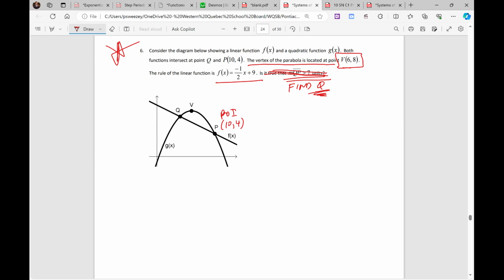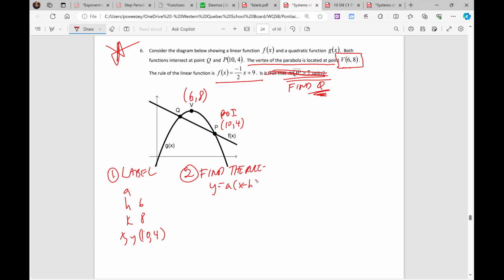So all that to say, I have that point, I have this point here. In terms of identification, step one, let's label the things that we know. Don't know A, but I do know H, I do know K, and I also have a point to get started with. Your tests on this, you won't have to find the rule. This is more just a little bit of a midterm review before our midterm review. But we know that this is going to be in vertex form, so second, we are going to find the rule of this in our vertex form.